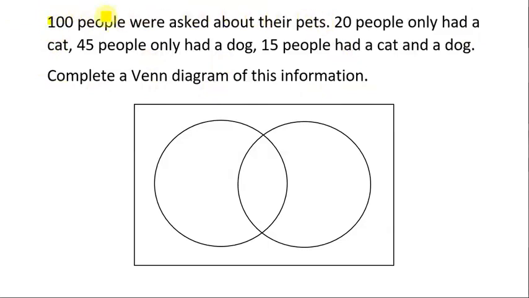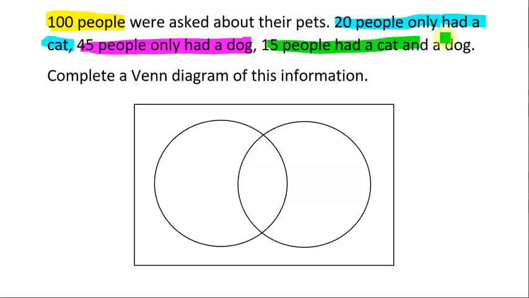That's important. 100 people altogether were asked about their pets. 20 people only had a cat. Only had a cat. 45 people only had a dog. 15 people had a cat and a dog. So 15 people had both. We've got some information here and we can start filling it into our Venn diagram.